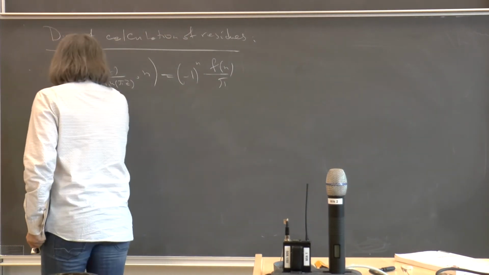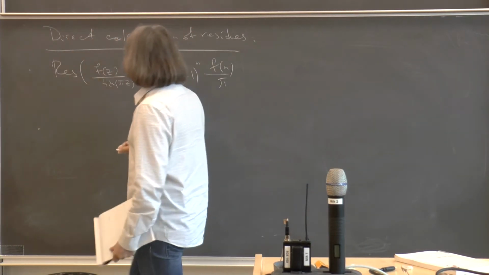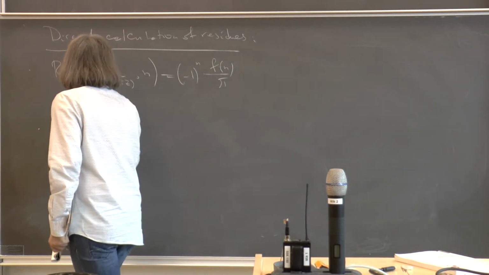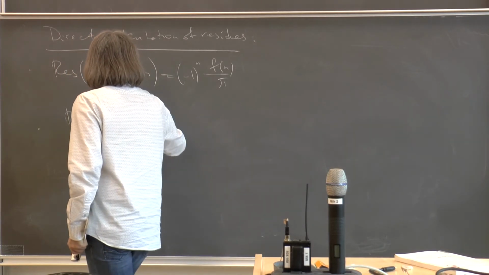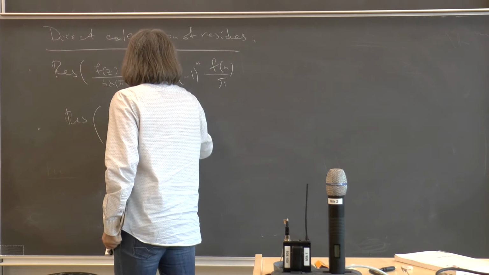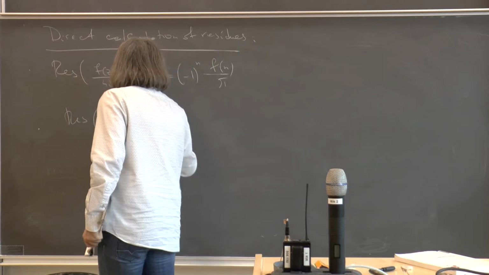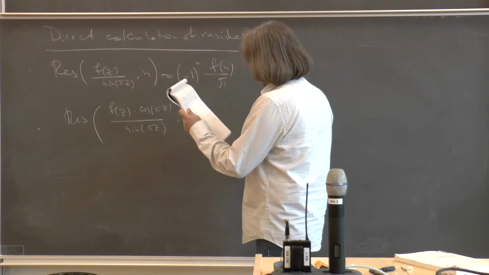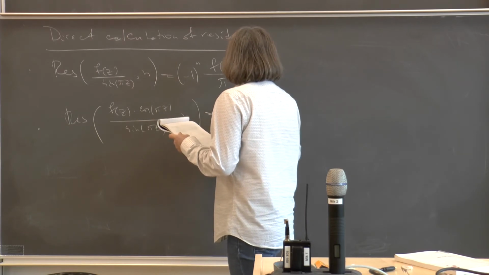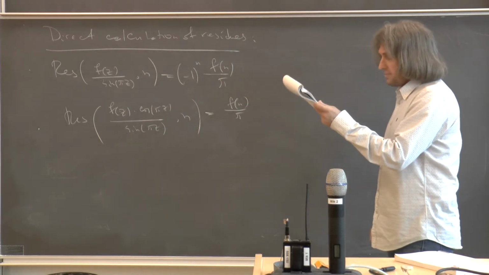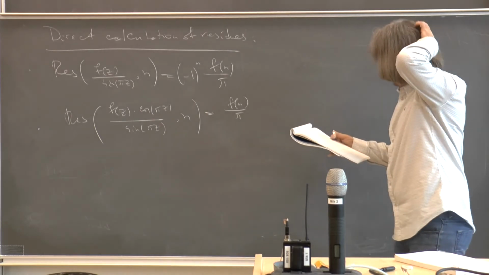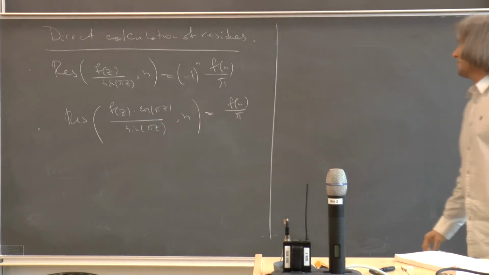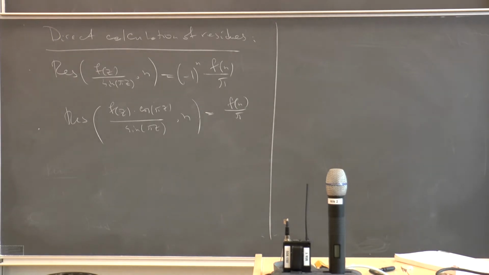And if we do the same with cosine in the numerator, the sign will disappear. So the residue of f of z times cosine of pi z over sine pi z at n is just f of n over pi. So this is still not an example, but an idea of how to do it.